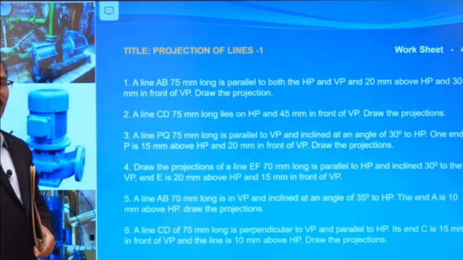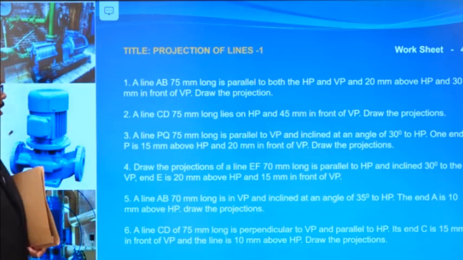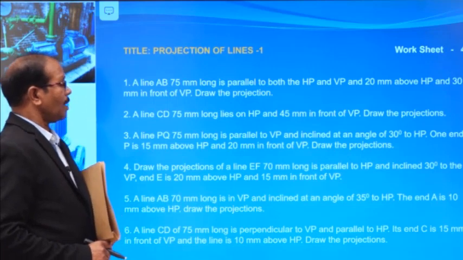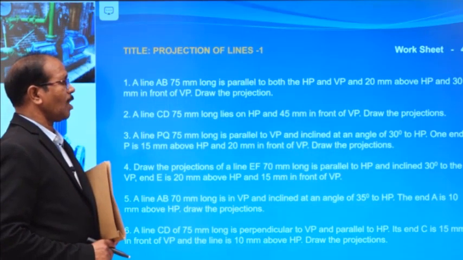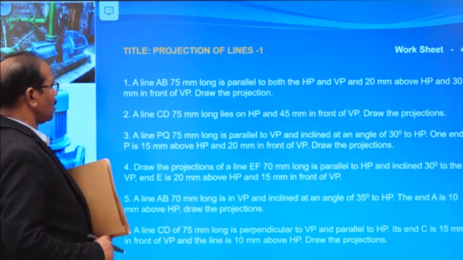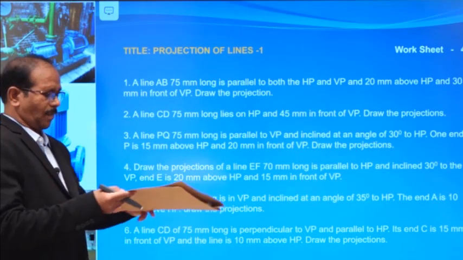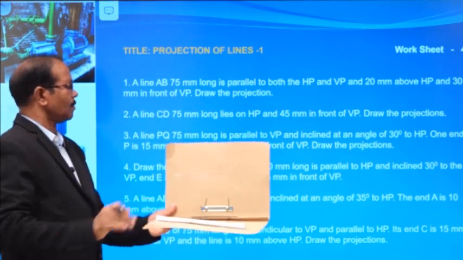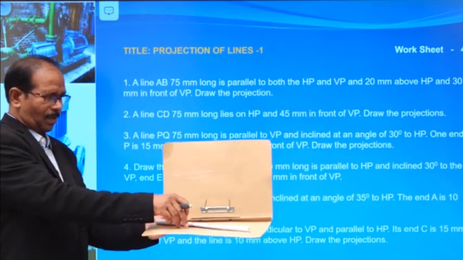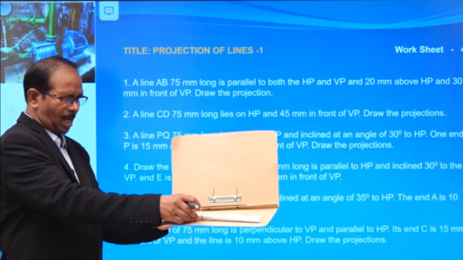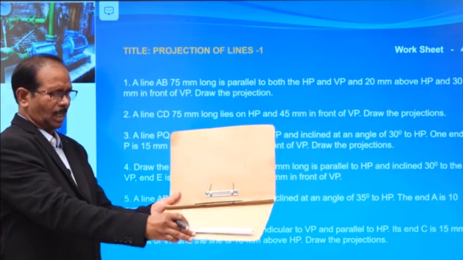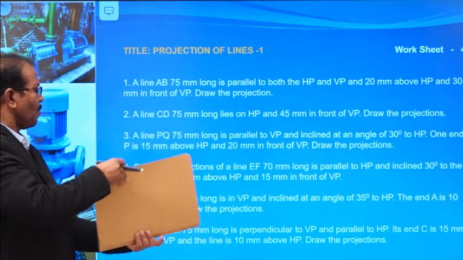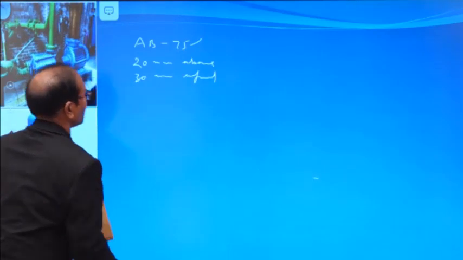See the second problem. Line CD, 75 mm long, lies on HP and 40 mm in front of VP. Where is it? The line is 75 mm, and it is 40 mm in front of VP.